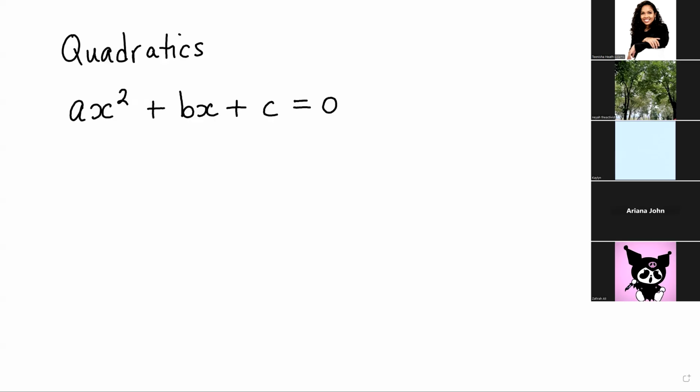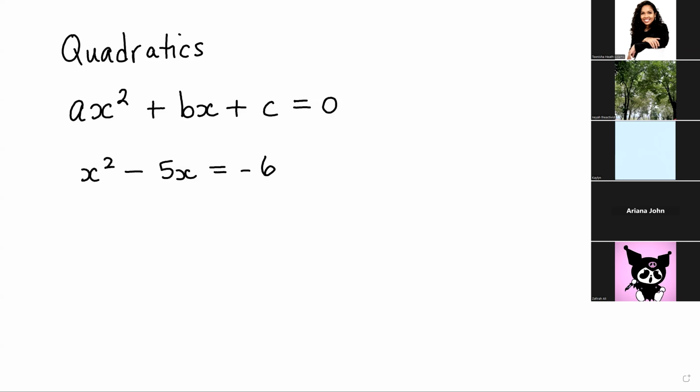Right? So if you had a quadratic and it's not equal to 0, then you would have to make it equal to 0. For example, if I just had the quadratic written as x squared minus 5x is equal to -6, I would have to rearrange the quadratic and bring -6 to the left-hand side so that the right-hand side will just be equal to 0 before I could solve this quadratic, right?